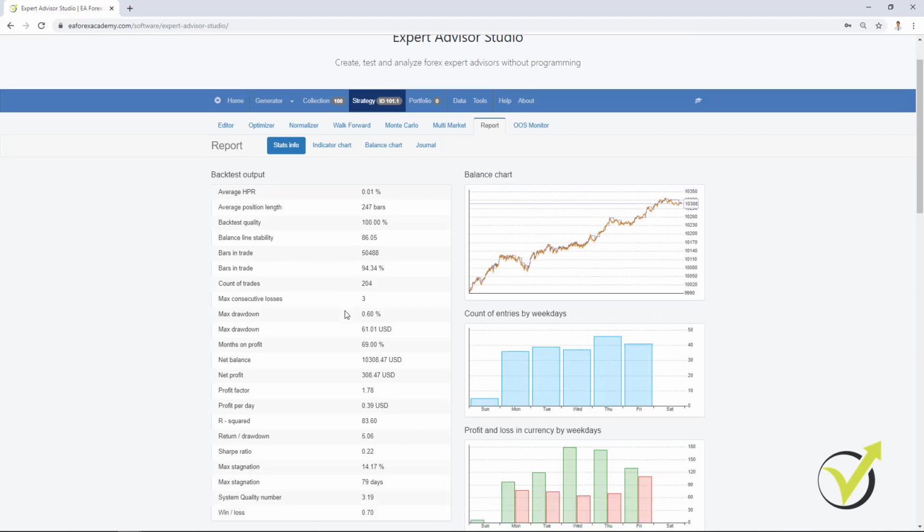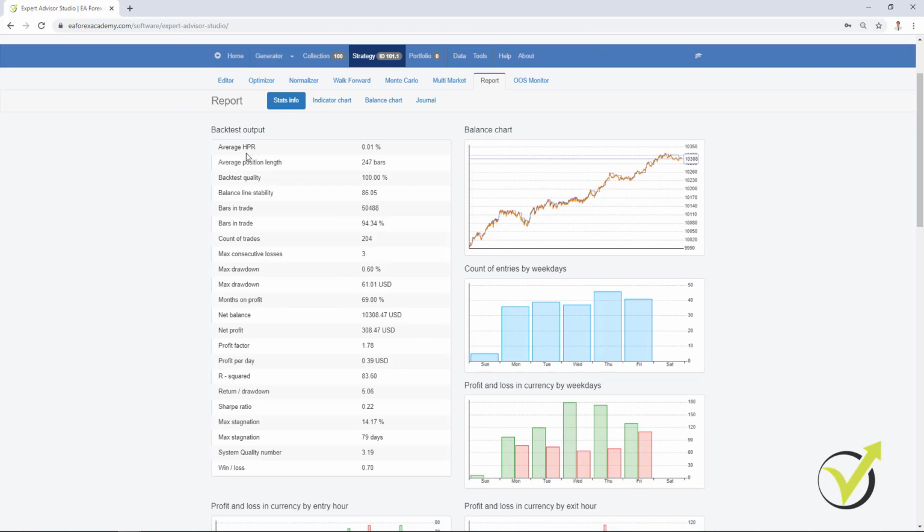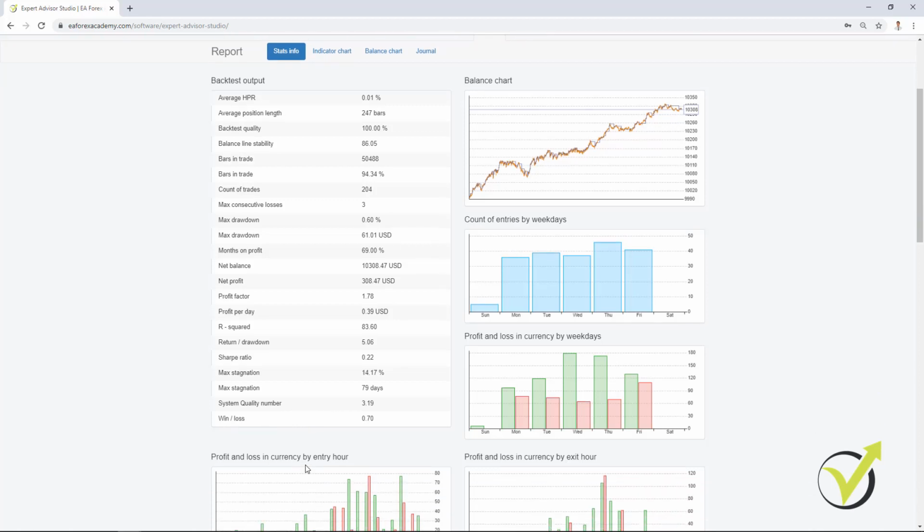We can see so many statistics from the backtest output, where we can see things like average position length, bars in trades, maximum consecutive losses. So we have just 3 maximum consecutive losses with this strategy, which is a little bit more of an advanced thing. And we have maximum stagnation, Sharpe ratio, win-loss ratio, and many other things.